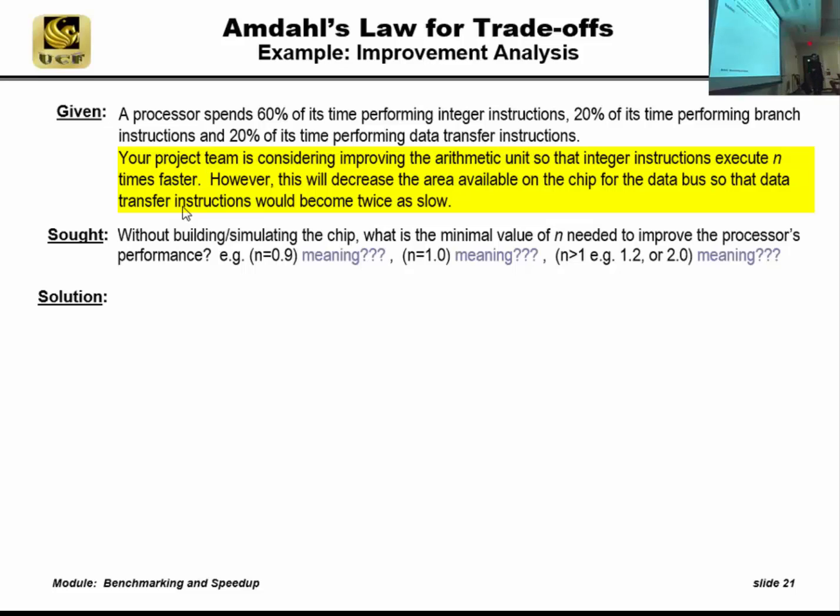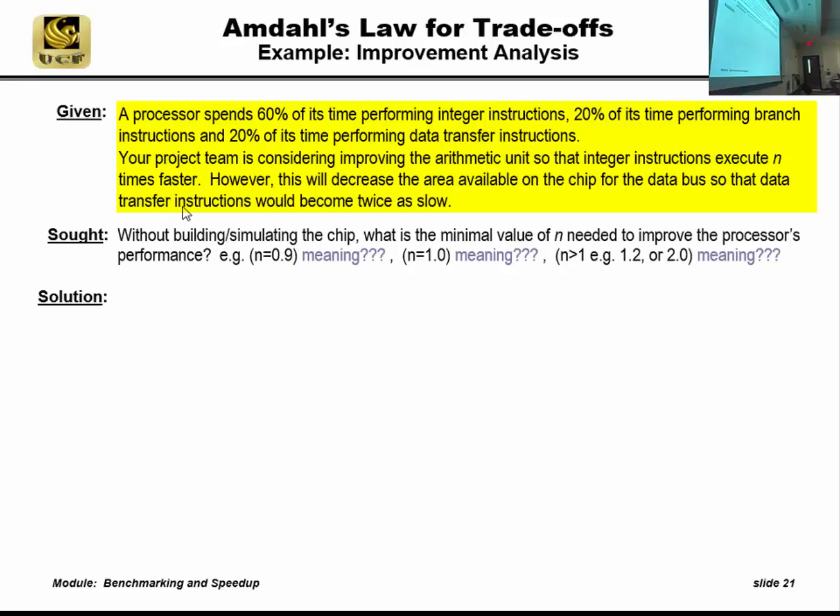Remember module 2, where you had to choose the processor and the memory, and we had to make it under $20? Well, here, this is very cool. This is a real case. So without building the chip, what's the minimum value of N to improve the processor's performance?